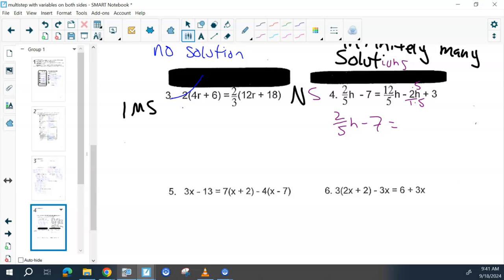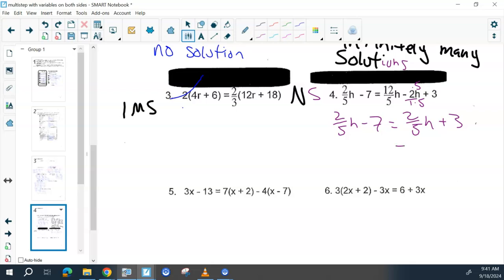So if you had changed the fractions, this would be 10 over 5, and then that would be 12 minus 10 to give you 2. Now, from this, I can see we have the same coefficient, the number in front of the variable, but different constants. At that point, you could say it's no solution.